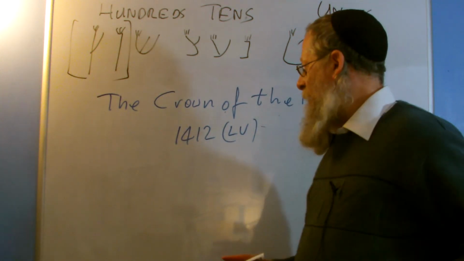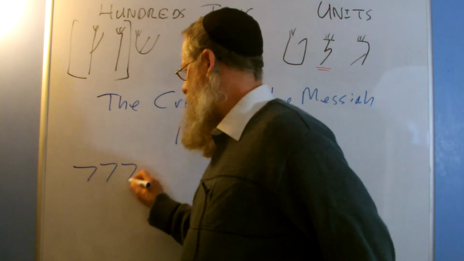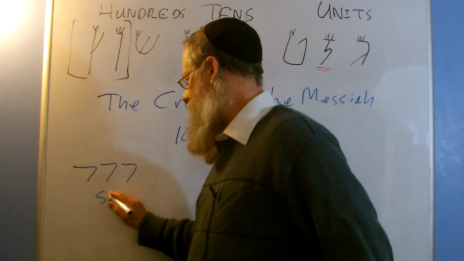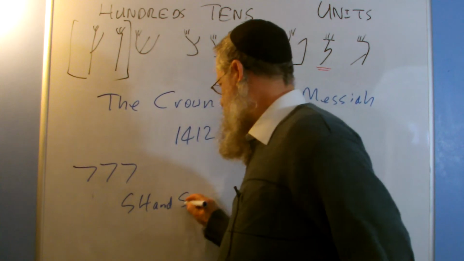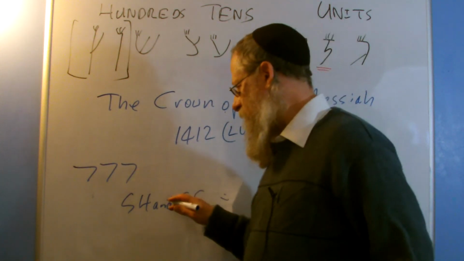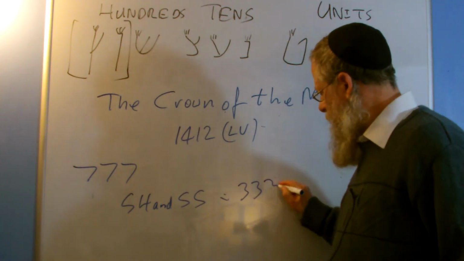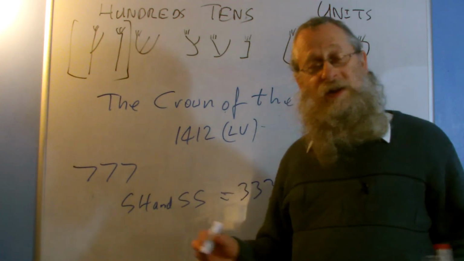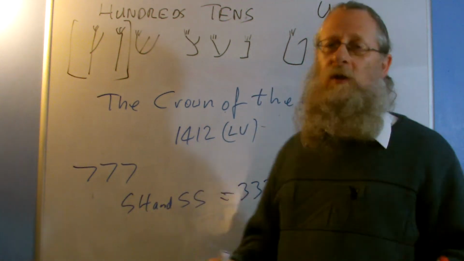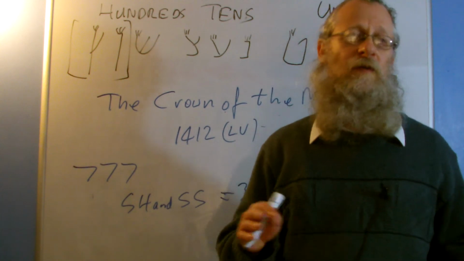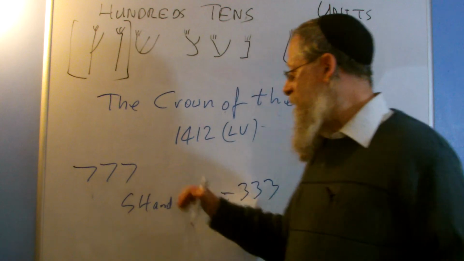Okay, now, interesting. If I take the number 777 and I write that out as words, I'll get 333. You won't get that with any other triple numbers. You won't get 111 equaling a triple number. You won't get 222, 333, 444. None of those will give you a triple number. But 777 will give you 333.